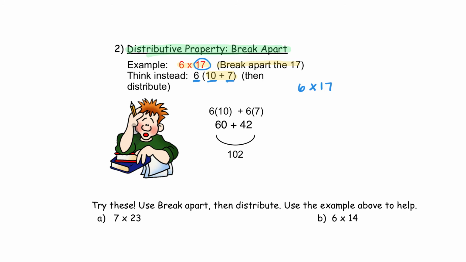And then what did we do? We broke apart the 17. We made it 6, and then in parentheses, 10 plus 7. We're breaking apart the second number. Then we actually did the distributive property.